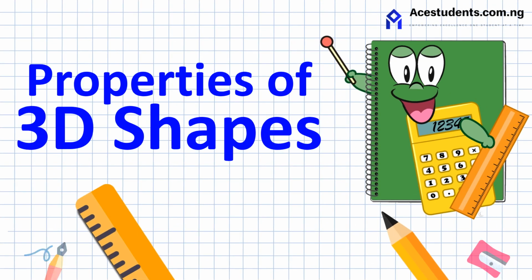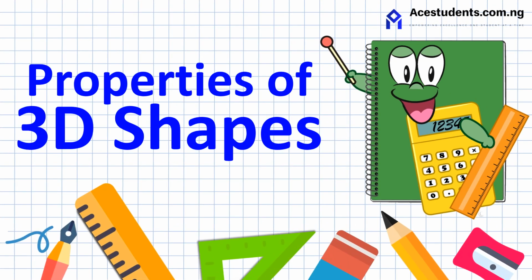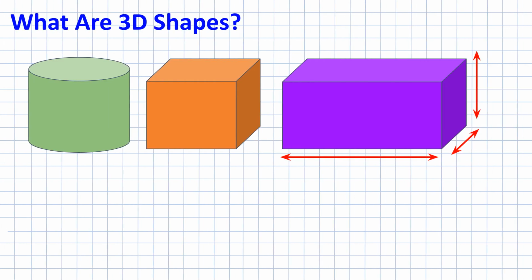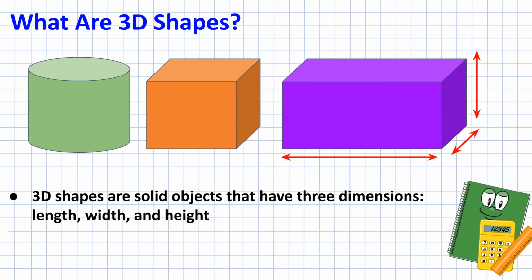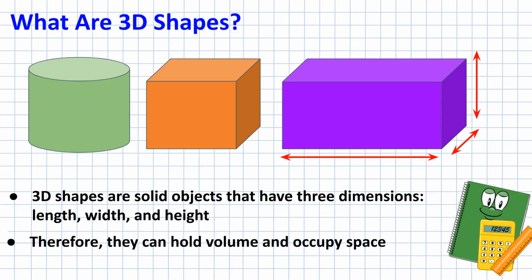Welcome to this video on the properties of 3D shapes. We will explore the key characteristics of various solid shapes. What exactly are 3D shapes? They are solid objects that exist in 3 dimensions: length, width, and height. Examples include cylinders, cubes, and cuboids. Because they have these 3 dimensions, 3D shapes can hold volume and occupy space, distinguishing them from flat shapes.